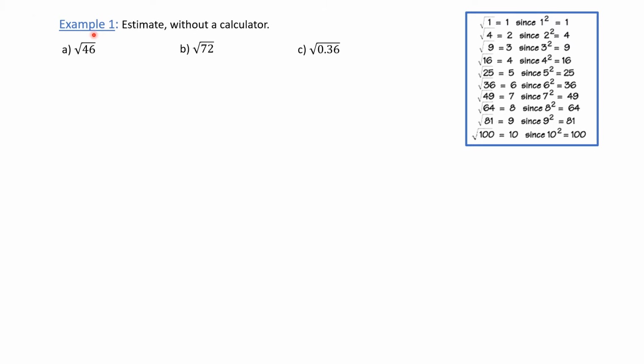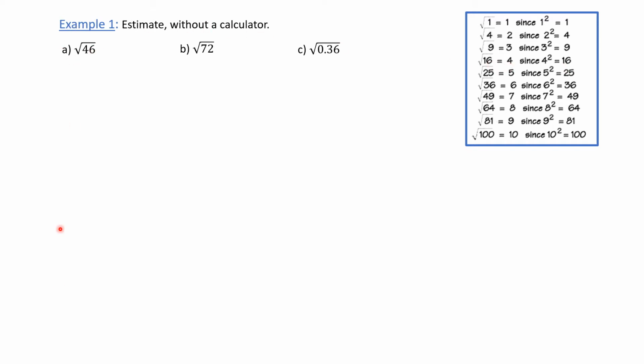Without a calculator, we want to estimate what the square root of 46 is. So how do we do that? Well, there are a bunch of perfect square numbers listed here on the side, and you know all of these. That tells you what the square root of each of these numbers is and why. For example, the square root of 16 is equal to 4, since 4 squared is 16, so that's why the square root is equal to 4.